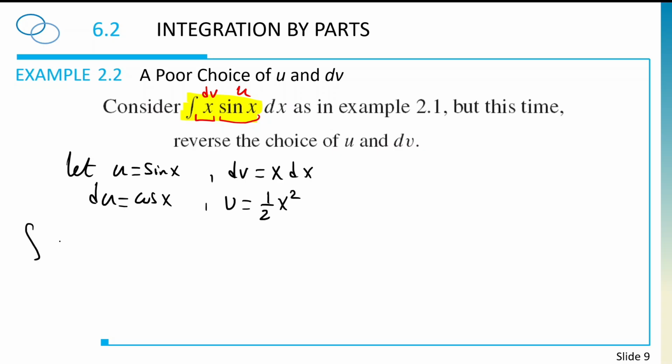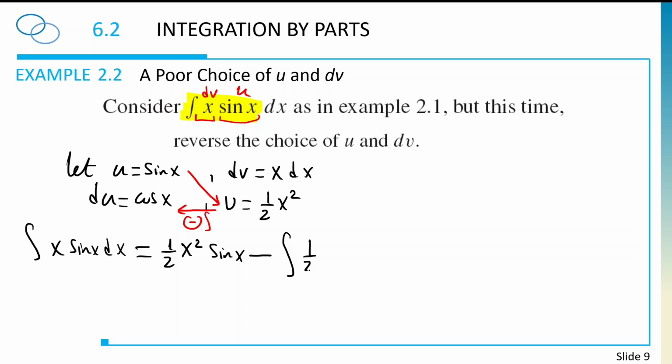The original question, the integration of x sine of x dx, equals, remember what we need to do? This multiplication minus the integration of this one. So this is equal to u times v. This is no need to worry about, it should always be ready. Minus, is there any other negative here? No. So it's minus the integration of half x squared cosine of x dx.